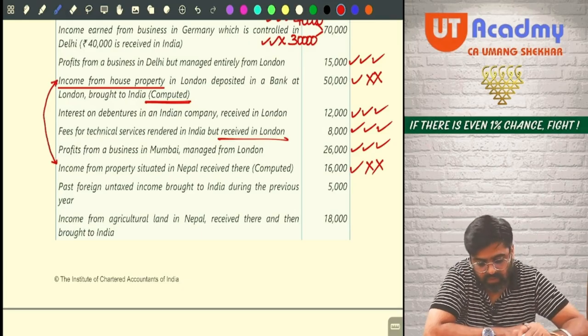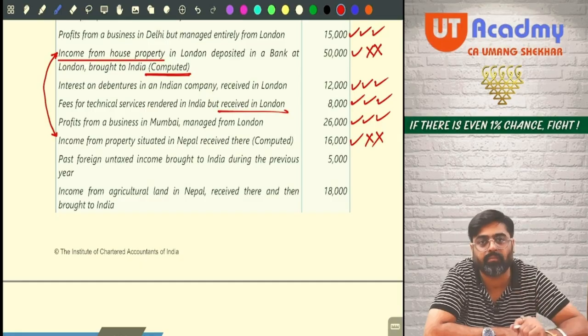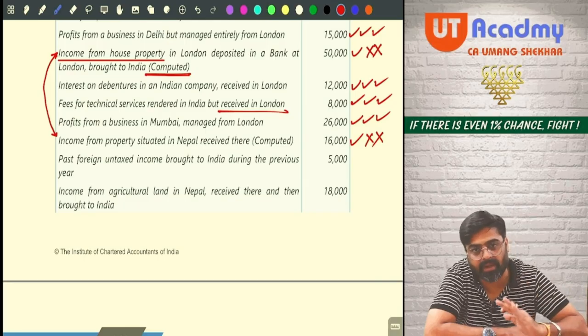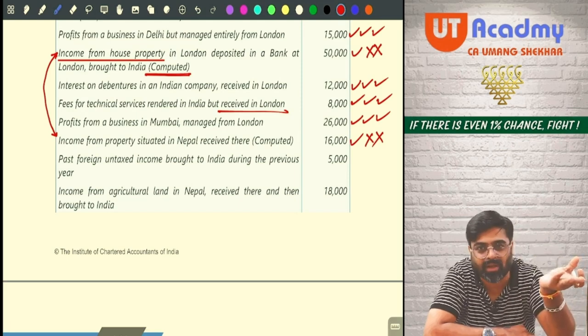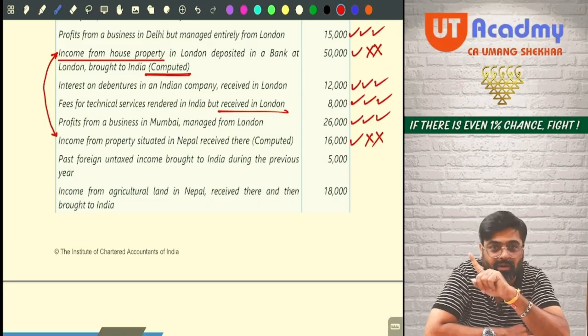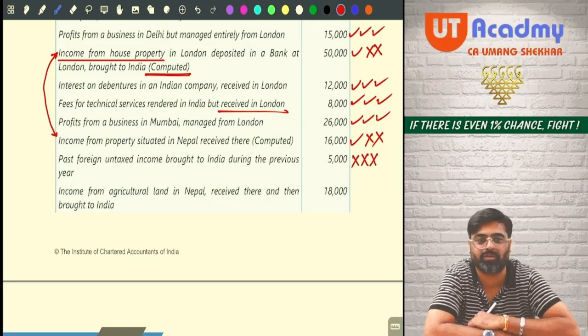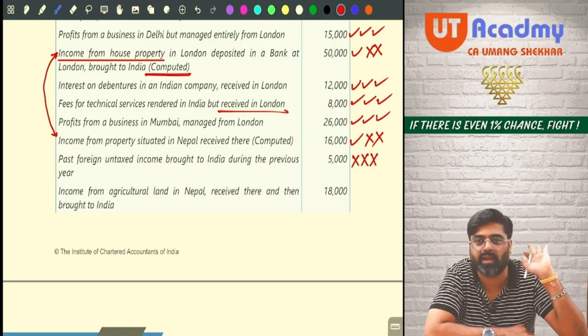Okay, no? Past foreign untaxed income brought to India during the previous year. Does it represent your current year's income or past year's income? Past year's income. So if past year's untaxed income you are bringing to India, this is not your current year income. This is not to be taken in your current year total income calculation. I told you in the note. So what you will do? Cross, cross, cross. For all types of assessees, this will be ignored.